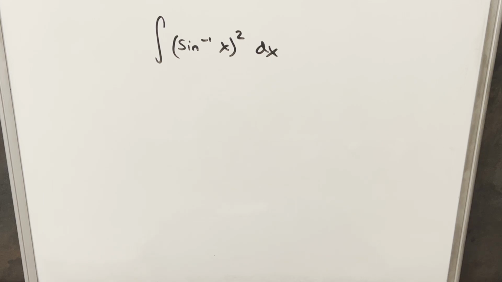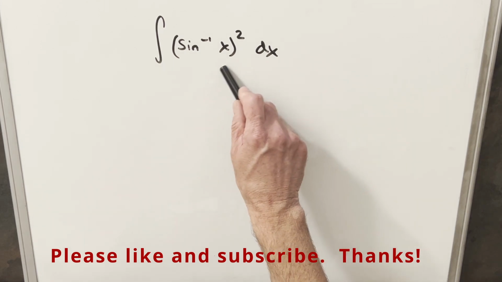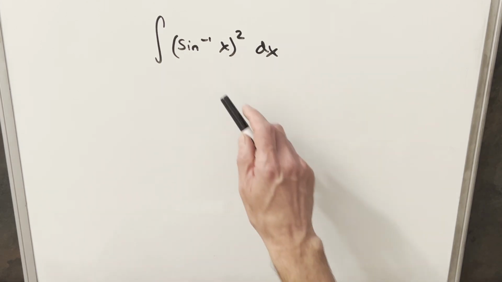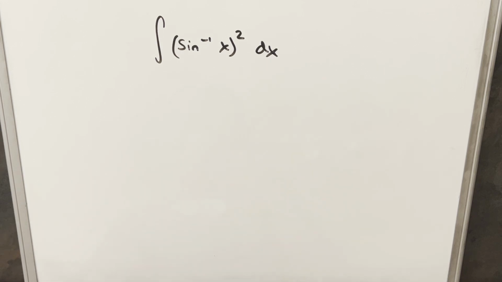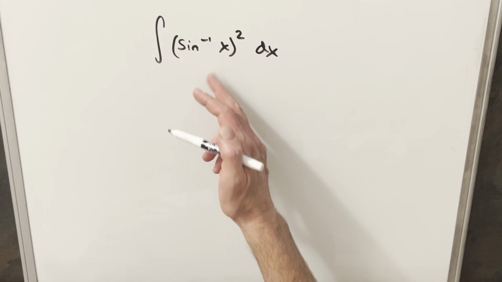Hey, we have here another integral on the board. I have the integral of arcsin x squared dx. Now you may recall, if you had the integral of just arcsin x without the exponent, the way we do that is integration by parts. And it seems like the same method will work pretty well here. So let's see how this works.